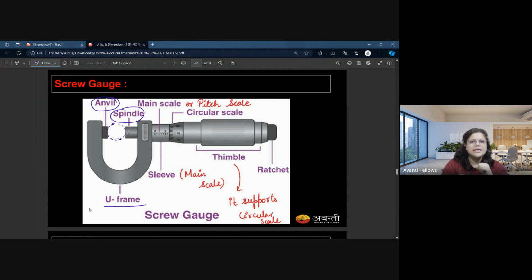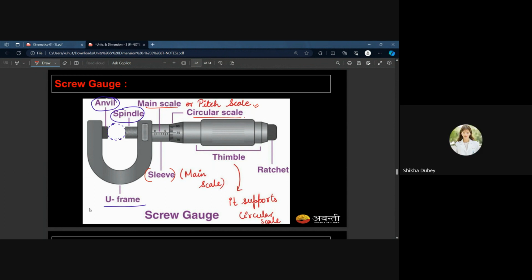Now, as you can see in this diagram, here we have two kinds of scale. The main scale, which is also known as the sleeve, and then we have the circular scale or pitch scale. This circular scale is the special one. The main scale is like your ordinary scale. This thimble is something which can move, which can rotate. You can rotate this thimble. Have you ever seen that screw thing, a screw?